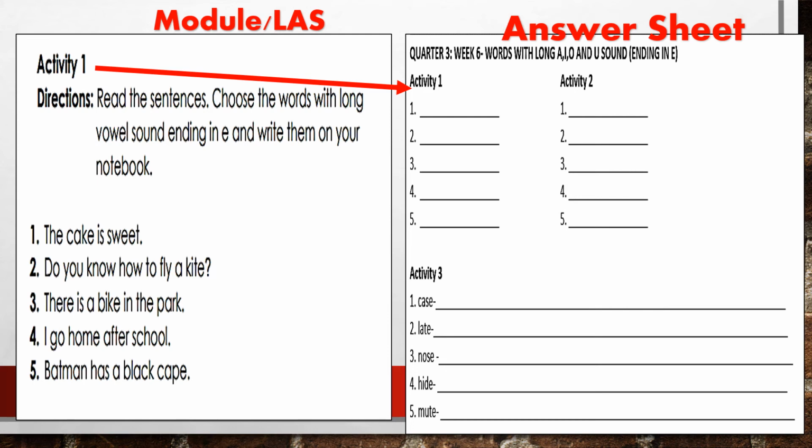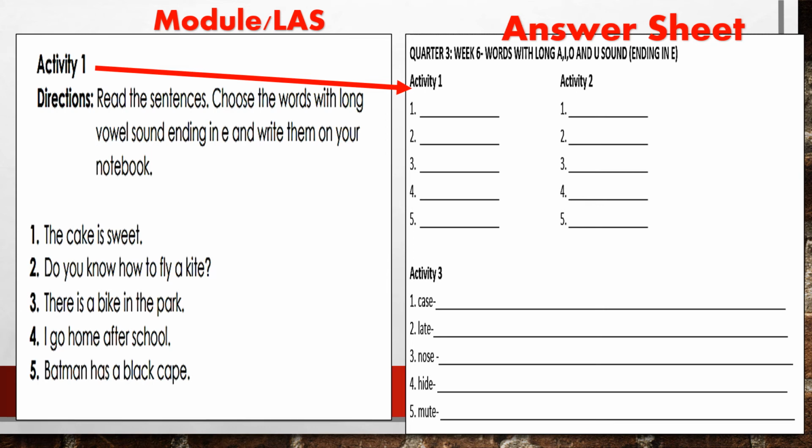Next, number 3. There is a bike in the park. There is a bike in a park. O, ano yun? Ano yung may letter E sa huli na word? Tapos mahaba yung sound niya ng vowel. Number 4. I go home after school. I go home after school. O, yung may letter E ulit yung hanapin nyo. Yun yung sagot. Next. Batman has a black cape.